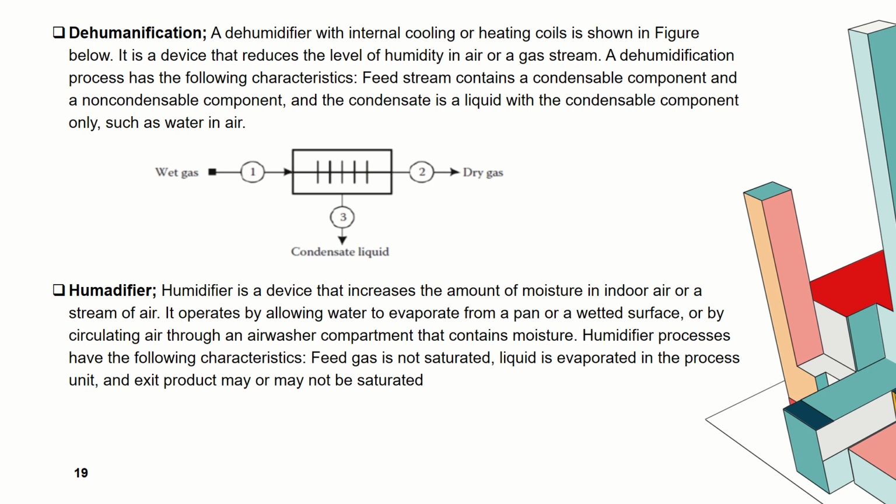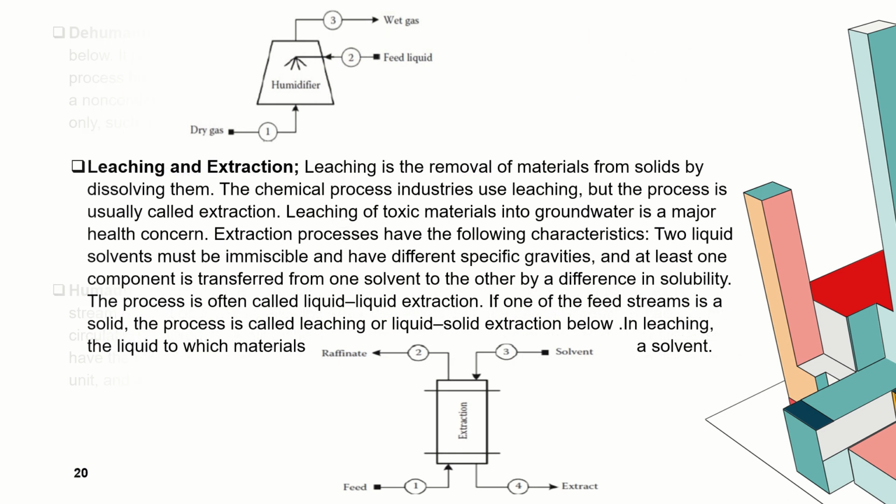The humidifier is a device that increases the amount of moisture in a room or a stream of air. It operates by allowing water to evaporate from a pan or wetted surface, or by circulating air through an air washer compartment that contains moist air. Then we have dehumidification, which uses a dehumidifier with internal cooling or heating coils. So these are all examples of devices.